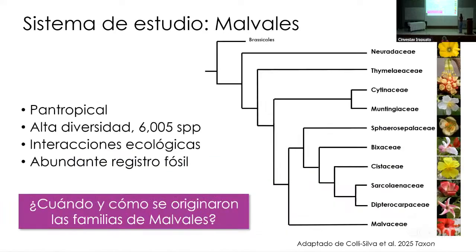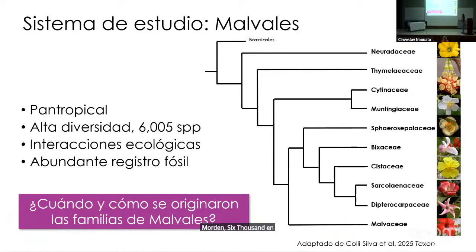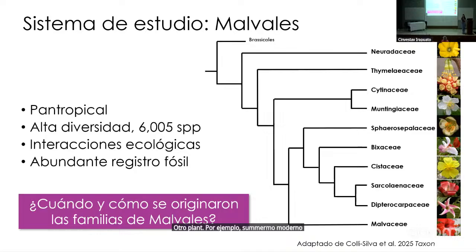My study system, the group that I really like in plants, is the order Malvales. It's really interesting because it's pantropical, so it's distributed across the tropics of the world. It has a high number of species, more than 6,000. And there are many ecological interactions that we know, for example, pollination and association with other plants. Some of them are parasitic plants, etc. Another important thing about this order is that the fossil record is really abundant, so there are many fossils.